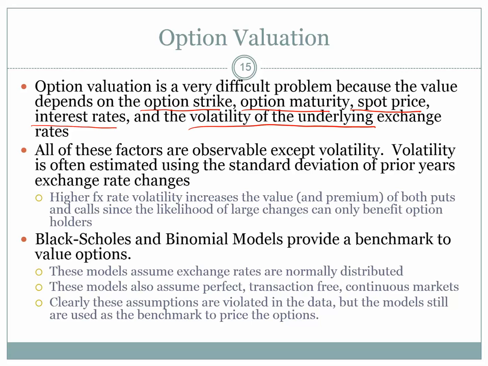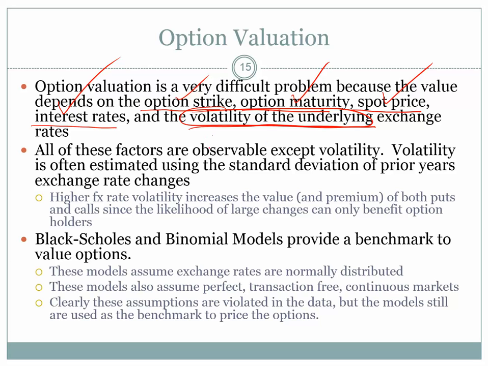Now, all of these factors are observable. So if you're trying to value, say, a 1-year option, you know exactly what the strike price is. You know exactly when the maturity is. You know exactly what the underlying spot price is. You know exactly what, say, 1-year treasury rates are. What you don't know is the expected volatility of the underlying exchange rate over the period of the option.